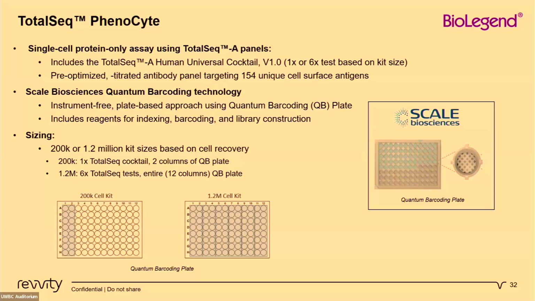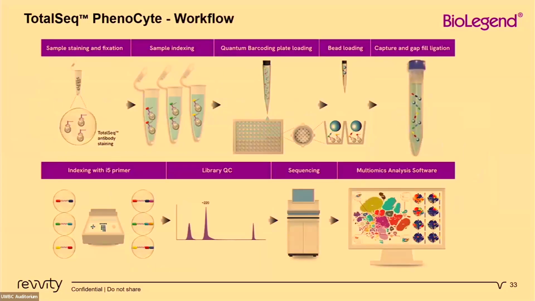In the 200K kit, you're going to use 2 columns of this plate, and in the 1.2 million cell kit, you're going to use all of the plate. So, 6 columns across the plate. So what does this workflow look like?